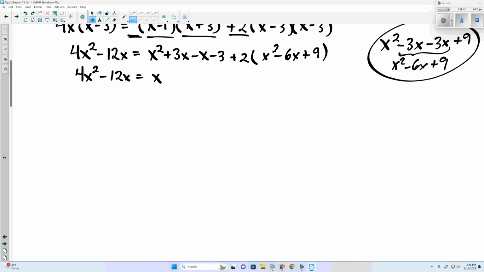Next thing we need to do is combine like terms. 3x minus x is plus 2x. And we also need to multiply through by our 2. 2 times x squared is going to be 2x squared. 2 times negative 6x is negative 12x. And 2 times our 9 is going to be plus 18. Questions on this here?